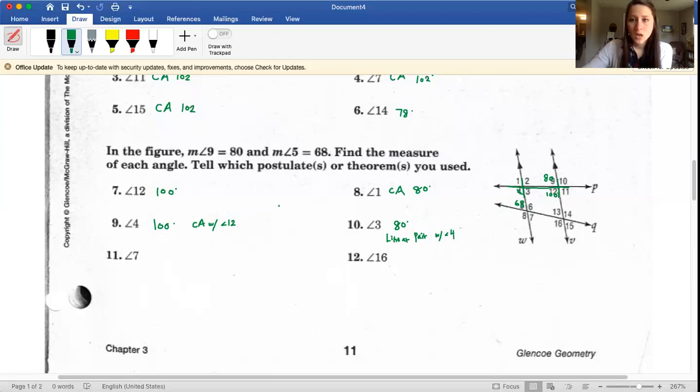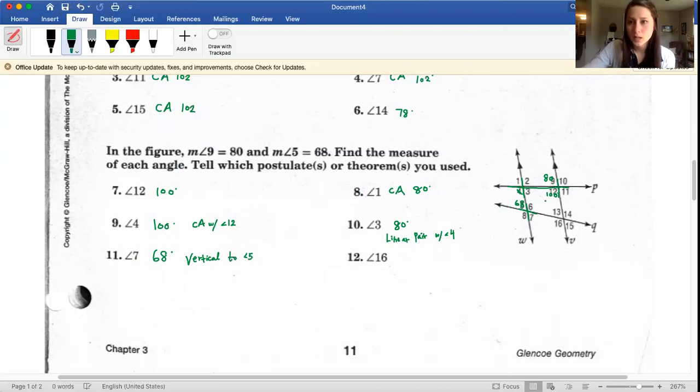Number 7, looking at 7, it looks like 7 is directly across from angle 5, and this is what we call vertical angles. And so 7 is vertical from 5, and so it's the same measurement, 68 degrees. And I could say vertical angles. We could even say vertical to angle 5. That might be a little more clear.